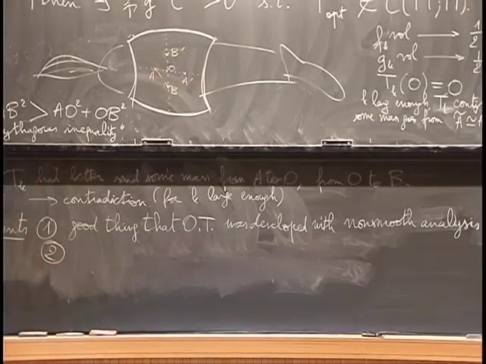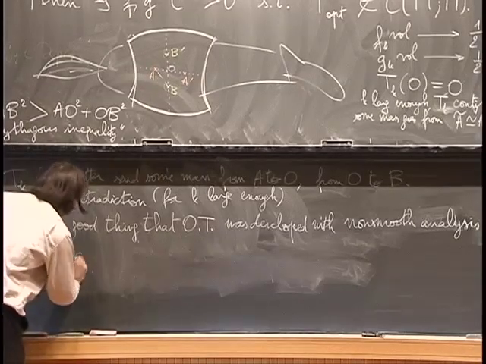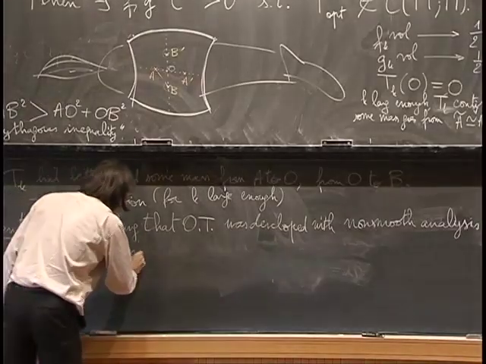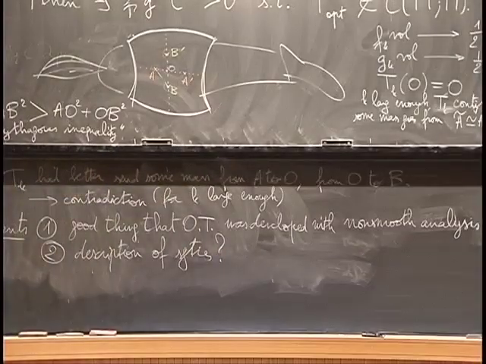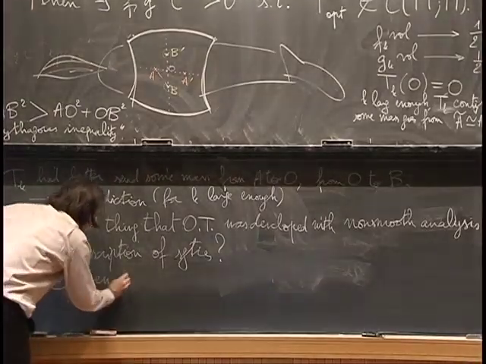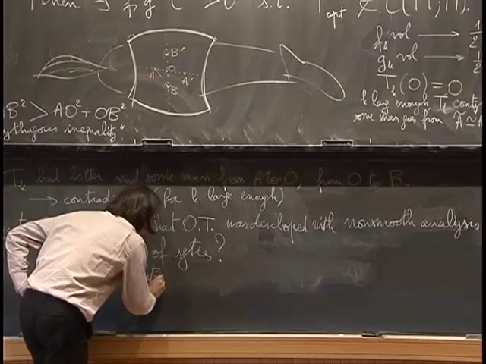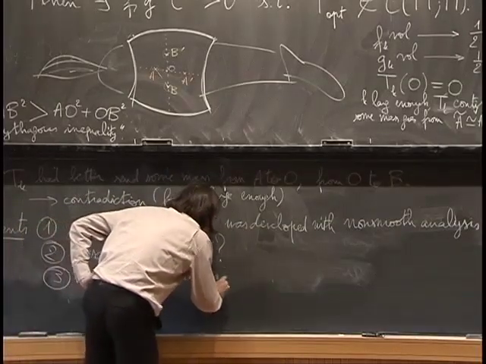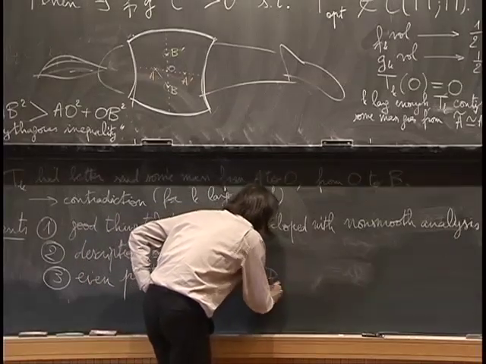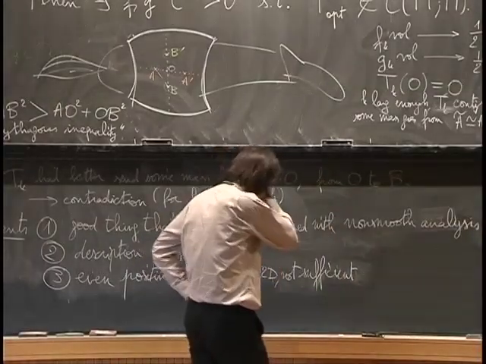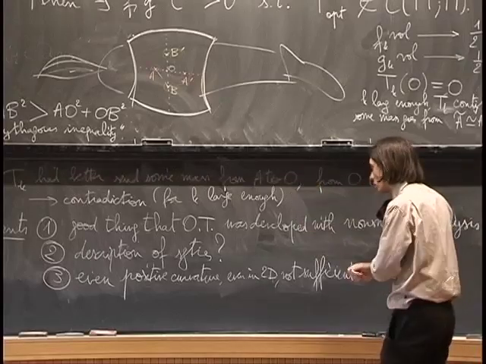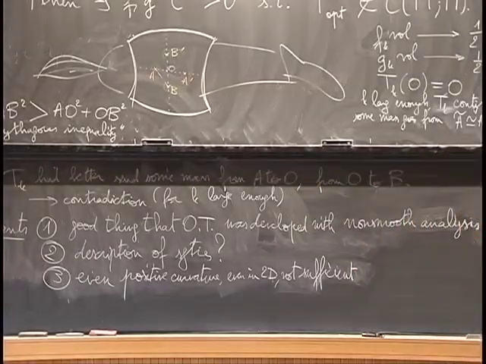Second comment. Nobody knows about the singularities in general. Description of singularities. This was the question asked by Tom. And third comment, even positive curvature, and even in 2D, is not sufficient. So there are counterexamples. This counterexample is negative curvature. But there are also counterexamples in positive curvature.